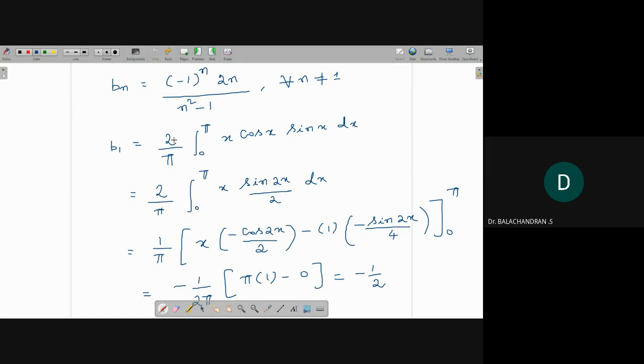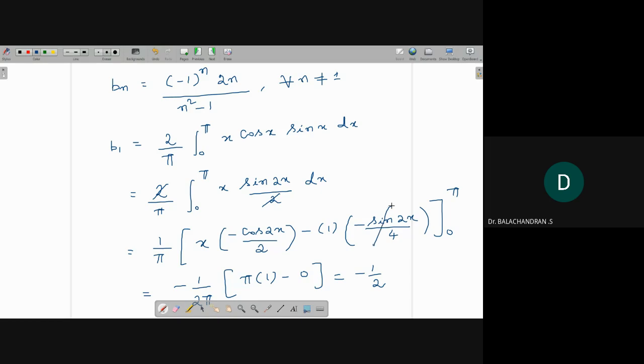So b1 equals 2 by pi, integration 0 to pi, since L is pi. f of x is x into cos x into sine (n pi x by L), where pi gets cancelled, so sine x into cos x, which is sine 2x by 2. So again integrating, 2 gets cancelled, 1 by pi, keep x; integrating sine 2x gives minus cos 2x by 2. Differentiating x gives 1, and to integrate this function we have minus sine 2x by 2 into 2, that is 4, from 0 to pi.